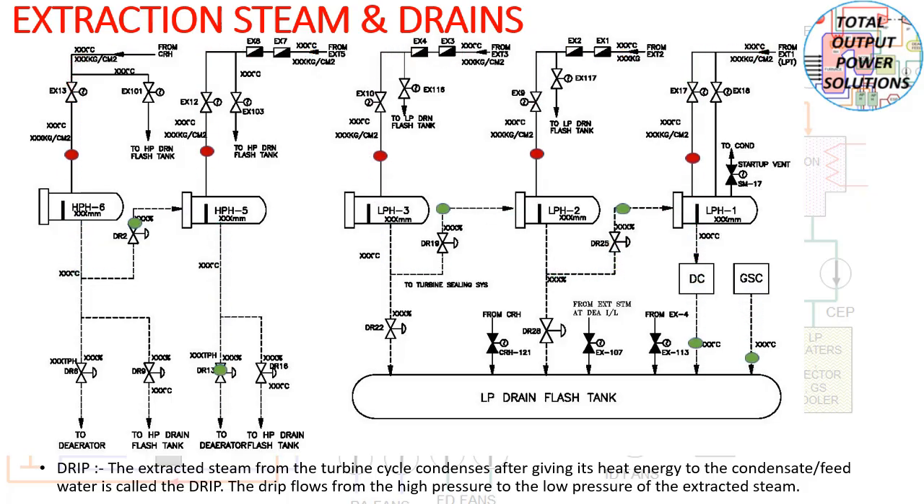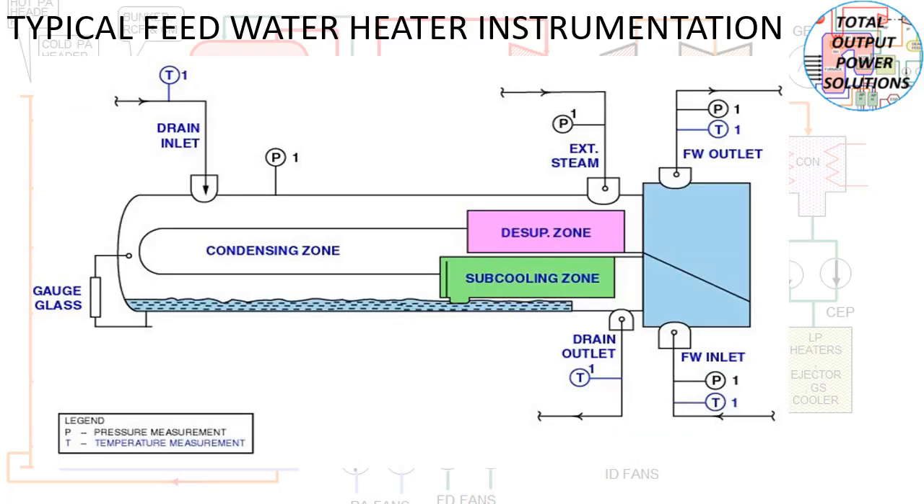Now the typical feed water heater you can see here, you have a feed water inlet and feed water outlet. There is a partition plane, and then the feed water flows through the tubes from the subcooling zone to the desuperheating zone. It is shaped like a U. Subcooling zone to desuperheating zone, and then it goes to the feed water outlet section. The parting plate is there.